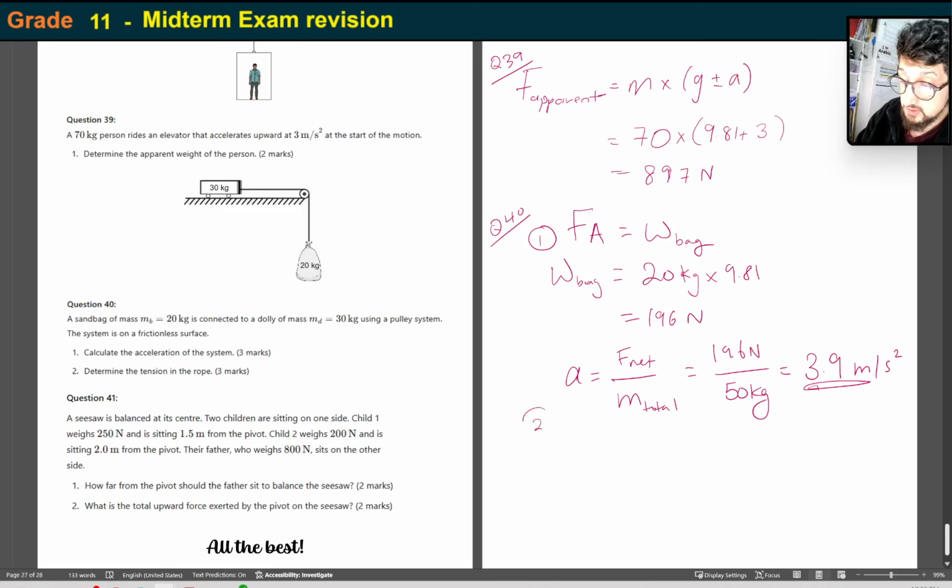Question 2 says determine the tension in the rope. So the tension in the rope over here is going to be equal to mass times acceleration. Tension is equal to mass times acceleration.